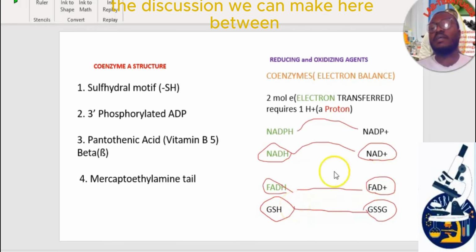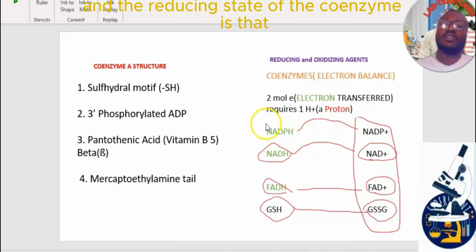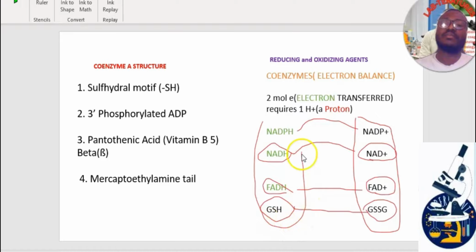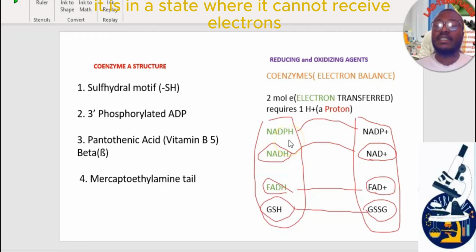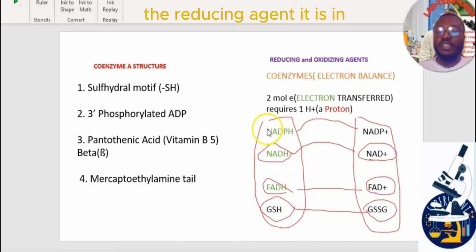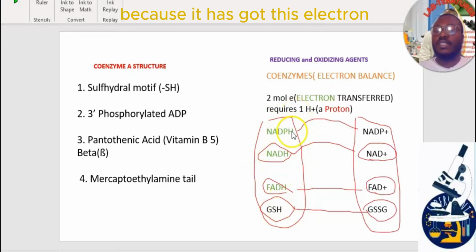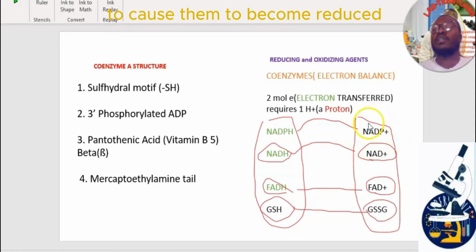So the discussion we can make here between the oxidizing state of the coenzymes and the reducing state of the coenzyme is that in an oxidized state, it is in a state where it can receive electrons. In a reduced state, it cannot receive electrons, but it can donate electrons. And in the reverse definition, the reducing agent is in a reduced state because it has this electron, meaning it can donate onto others that are oxidized to cause them to become reduced.